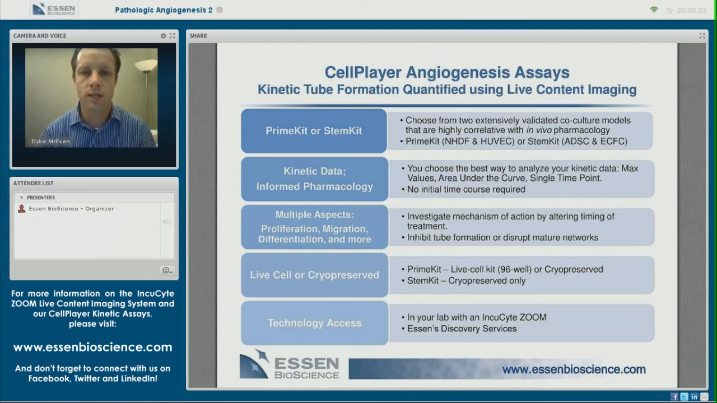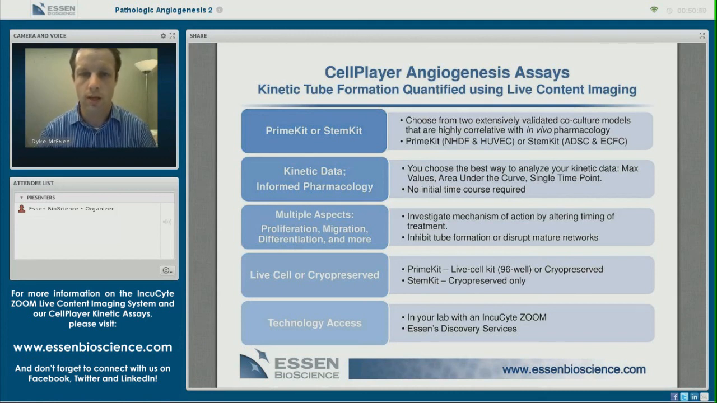Important to note is that no initial time course is required to do this single time point analysis. You can set up the assay, run the full time course, and then choose what time point to do your analysis. Whereas with other endpoint assays, you have to do a time course and then choose a time point there before you actually do your assay.